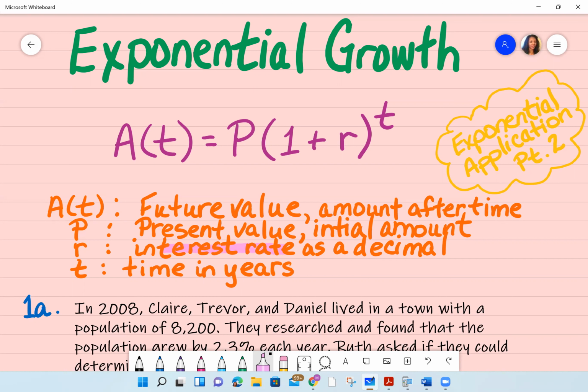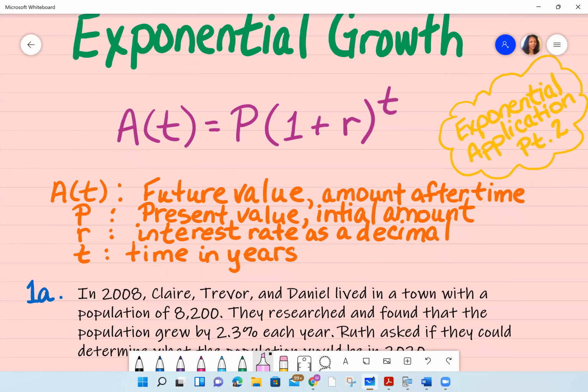So a future population, or what's going on right now in the population. R is your interest rate. While you're showing the work, you want to convert it to a decimal. When you get your answer, you want to convert it back to a percent. T is your time in years. So if you had 6 months, you would show it as 6 out of 12, because that's representing 6 months out of a year.